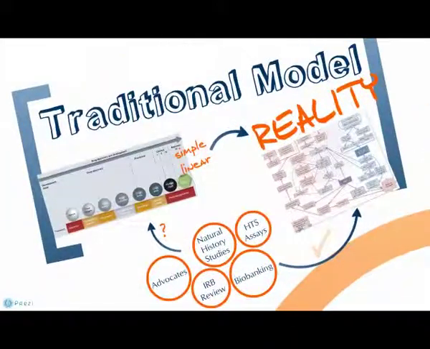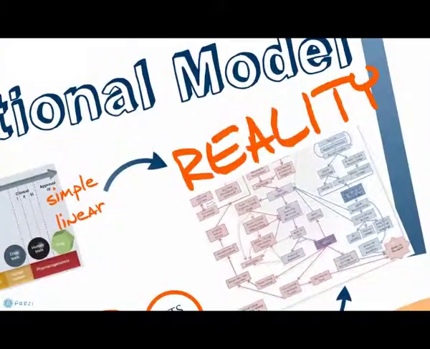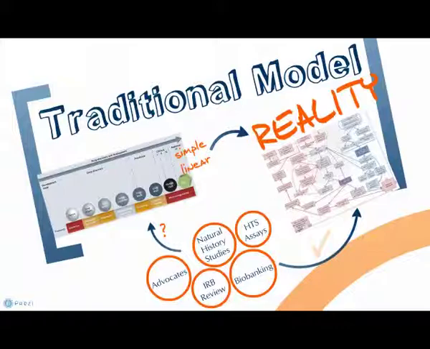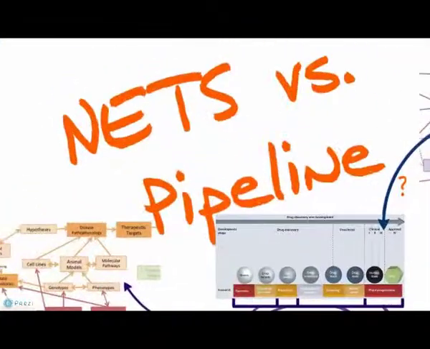Traditionally, drug development has been depicted as a simple linear process, but in reality it is far more complex. The traditional model makes it difficult to see where stakeholders and processes are located in the pipeline and how they interrelate. Related processes of drug development have been grouped into 5 different neighborhoods and color-coded. In the pipeline model, these neighborhoods are oversimplified into discrete stages. NETS aims to deliver a more nuanced view of drug development to both advocacy leaders and basic researchers.